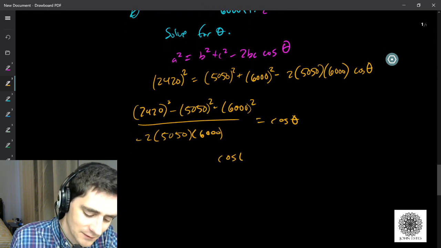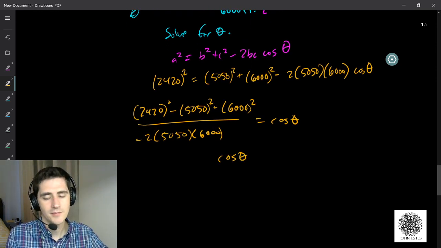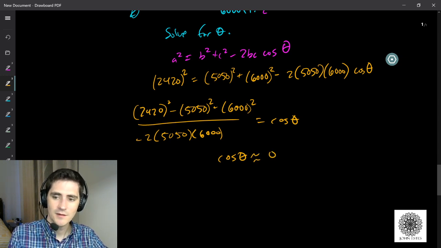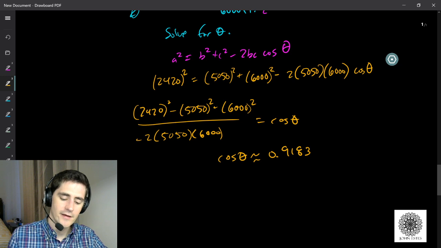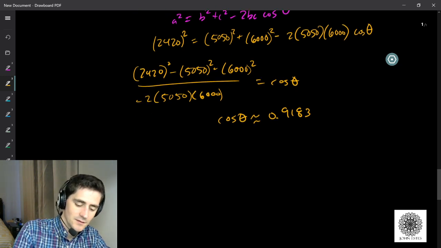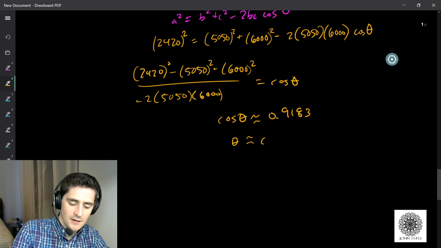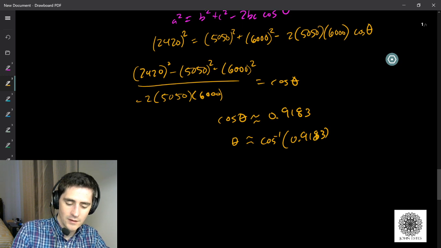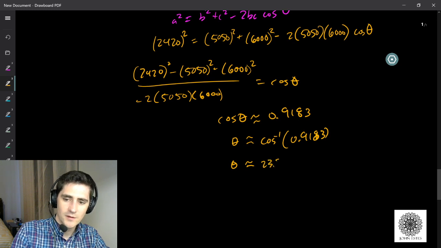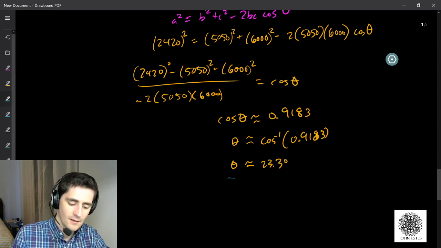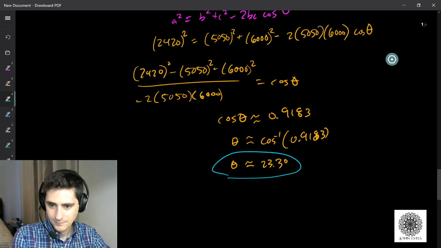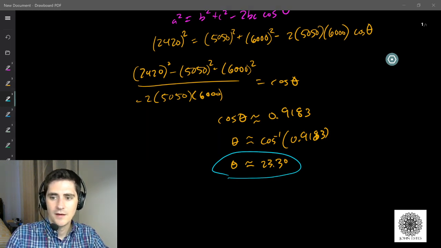So once you work that out carefully in a calculator, and you should practice this yourself, you should get approximately 0.9183. All right, so then that means that theta is simply the inverse cosine of that expression. And so when you just plug that in a calculator, you should get about 23.3 degrees. Okay, so that's my angle. Now it asks we want to figure out how far we are from the highway.